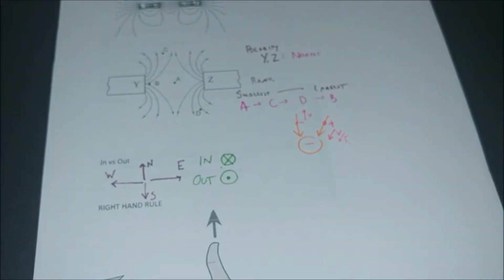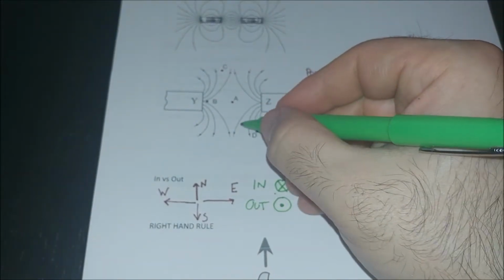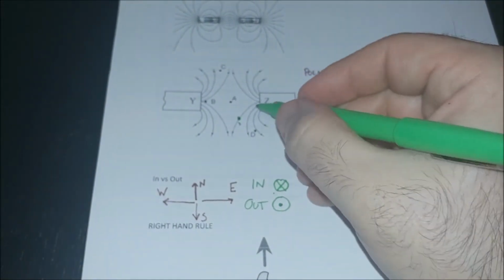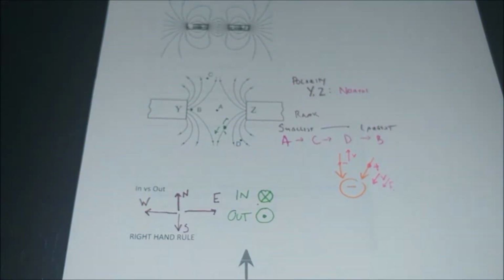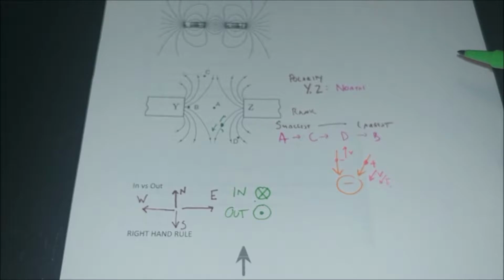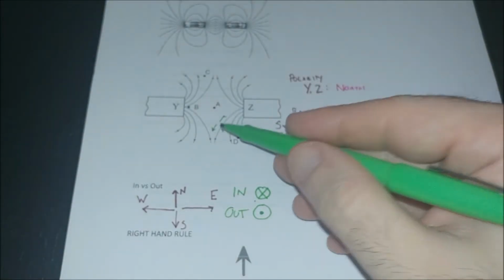Magnets, however, don't work that way. If you put a positive charge here, it will not go with the field or against the field. It will actually go completely 90 degrees to it, and 90 degrees to the way it's moving.